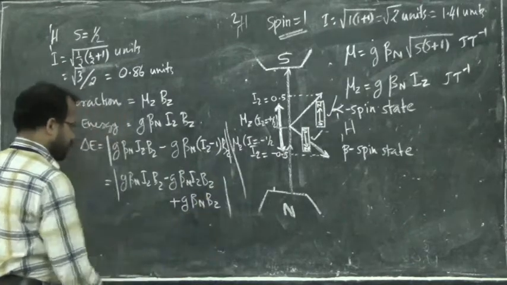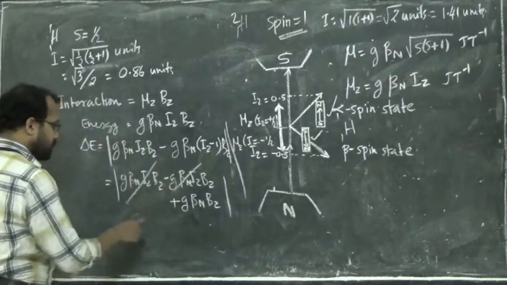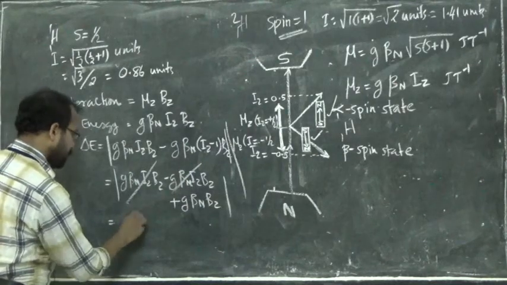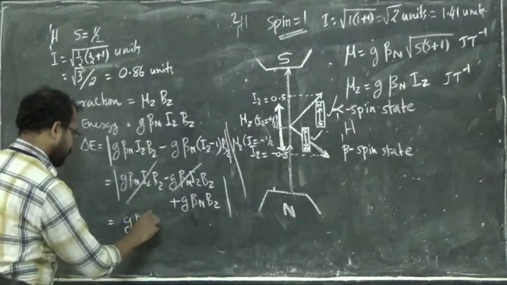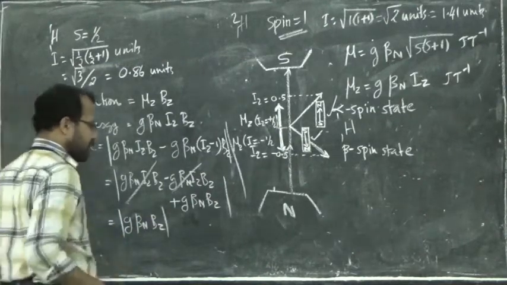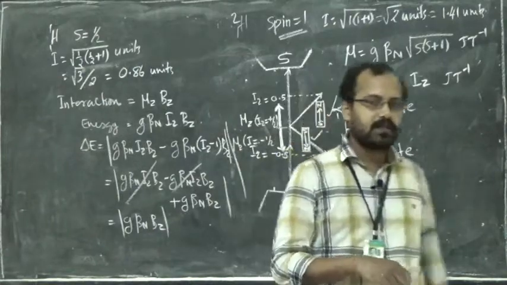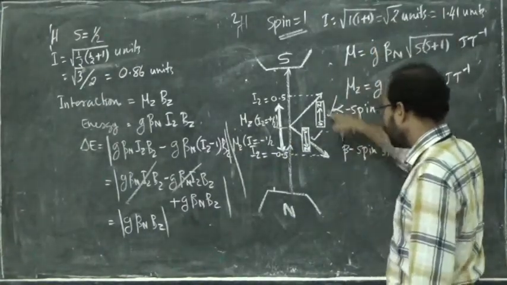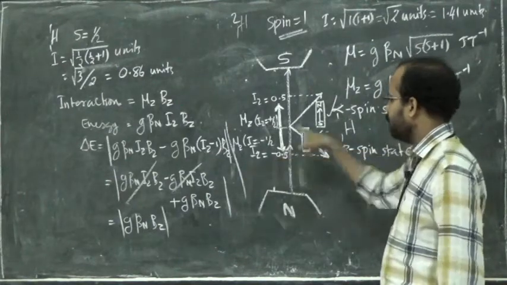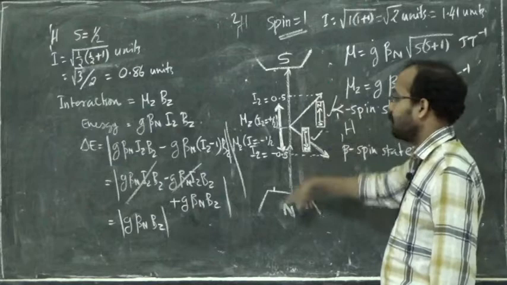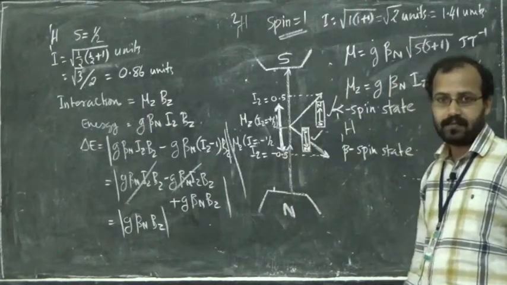Okay, so these are cancelled, and what is remaining is delta E equal to g beta n Bz. That is the energy difference between two successive spin states. So if you want to find the energy difference between these two spin states, it is equal to g beta n into Bz, where Bz is the strength of the applied field.